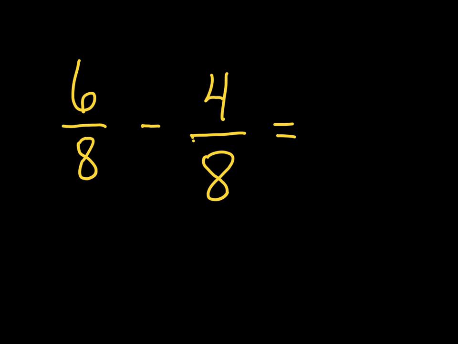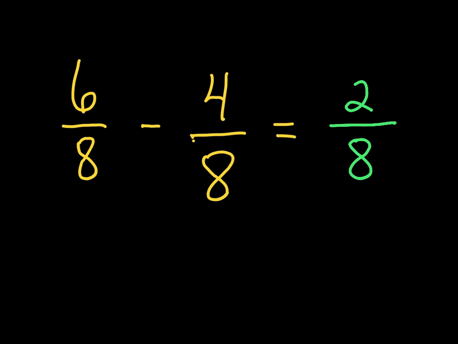6/8 minus 4/8. Okay, let's get the fraction bar. We see that the 8s are alike. They have like denominators, so we're keeping that the same. In the numerator, 6 minus 4, well, that's 2. 2/8.